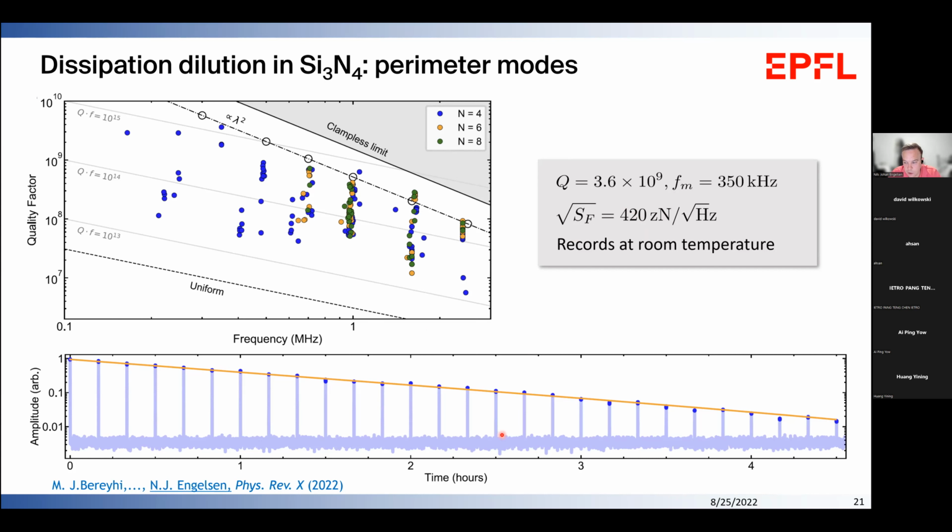So what you see here at the bottom is a ring down of this 3.6 billion Q mode that lasts for about 4 hours, taken in our setup at EPFL.